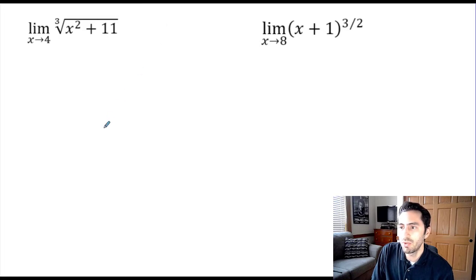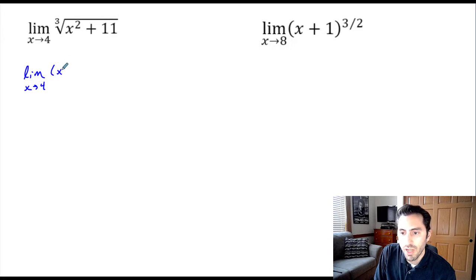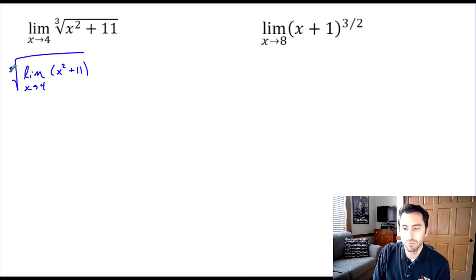So my first example that I want to investigate, I have the limit as x approaches 4 of the cubed root of x squared plus 11. So our new property says that this is the same as if I have the limit as x approaches 4. Now instead of having the radical inside the limit, we're going to have the radical on the outside. So I just had the x squared plus 11, and then it's the cubed root of the entire thing.